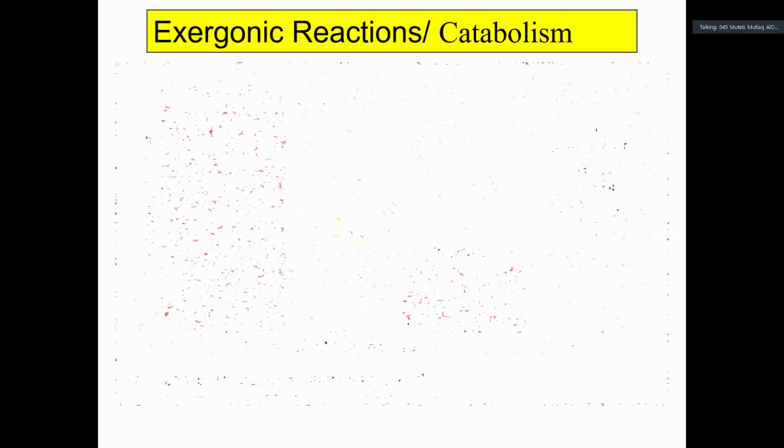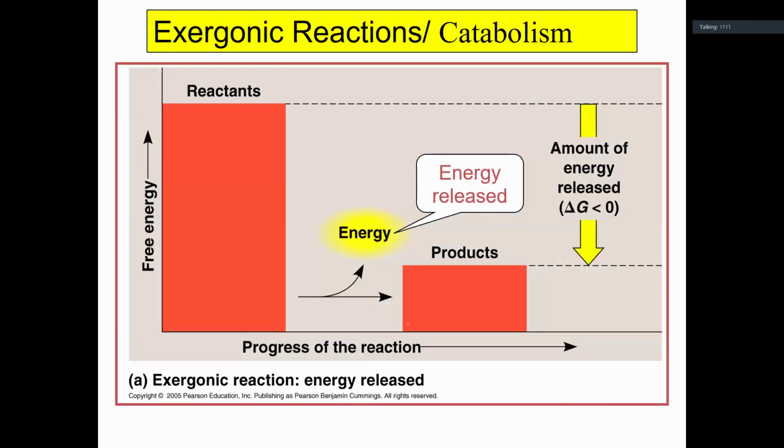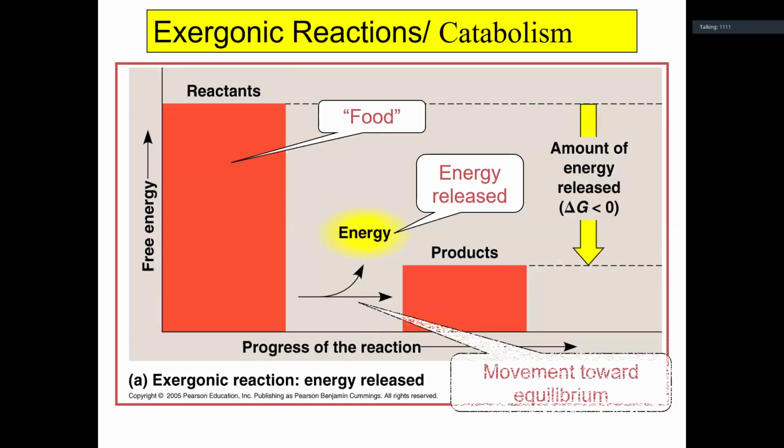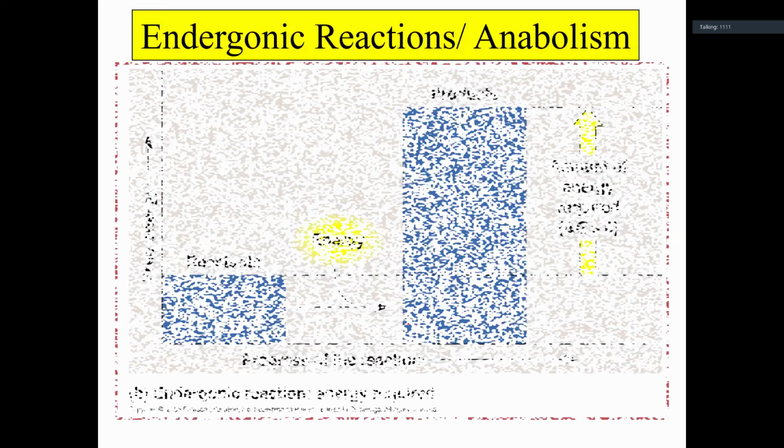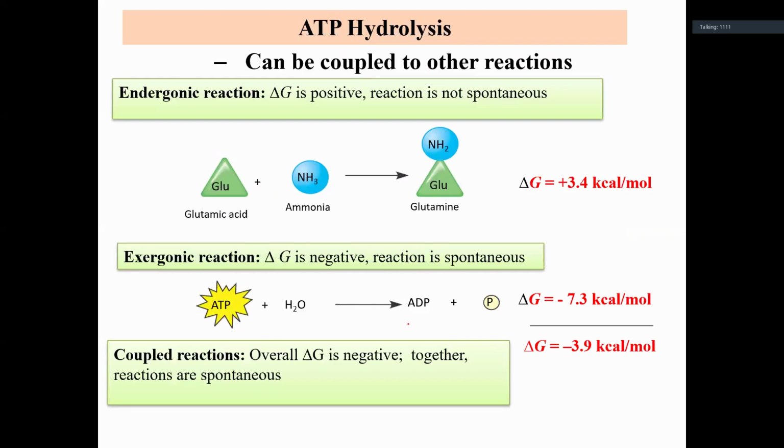So, this is what we have discussed last time: the exergonic reaction and then the endergonic reactions. One example we discussed was that glutamic acid is an amino acid. When it combines with ammonia, it makes glutamine. This reaction is anabolism, an endergonic reaction. Delta G is positive, which is 3.4, meaning it needs energy.